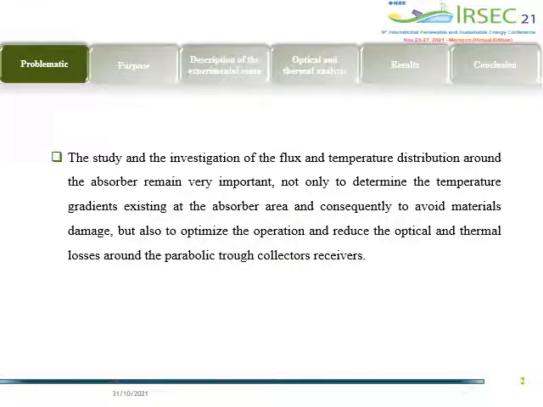The study and the investigation of the flux and temperature distribution around the absorber remain very important, not only to determine the temperature gradient existing at the absorber area and consequently to avoid material damage, but also to optimize the operation and reduce the optical and thermal losses around the parabolic trough collector receivers.